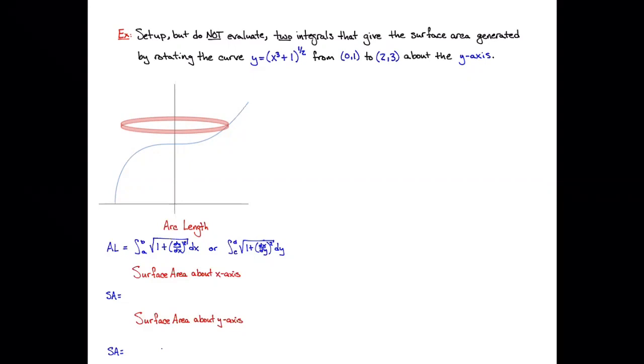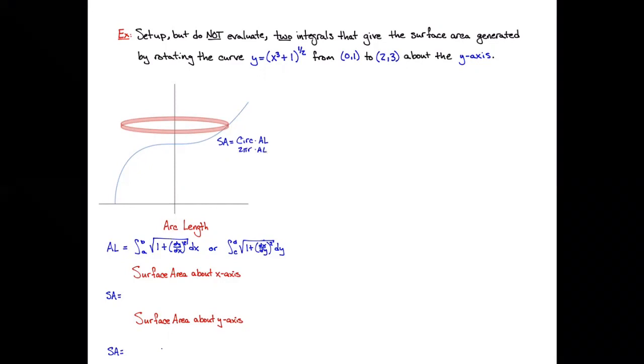Now, when we're looking at surface areas, when we look at this drawing, we can remind ourselves, okay, if we cut this part out and laid it out flat, its area, the surface area, equals the circumference times the arc length, right? The circumference is the length around, and the arc length is the length along the curve that's being rotated. And we know the circumference is 2 pi r.